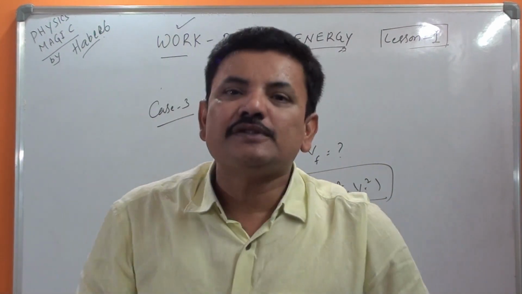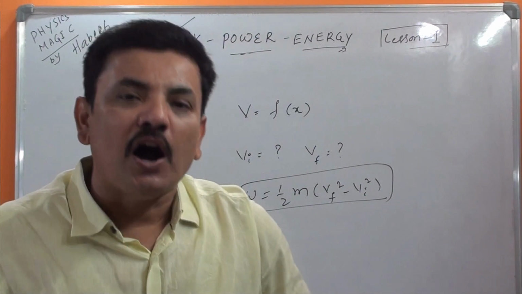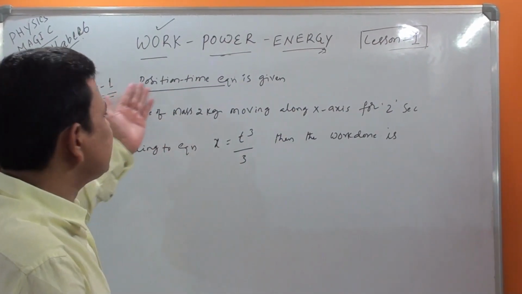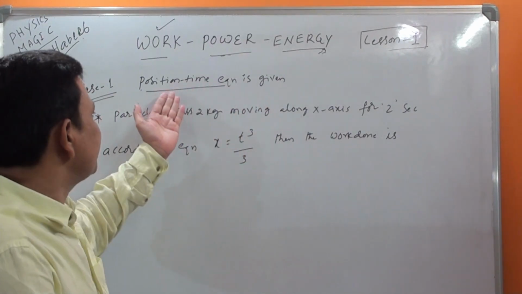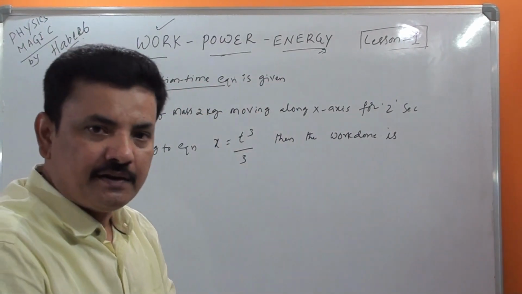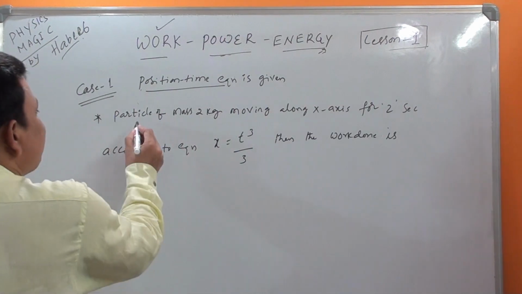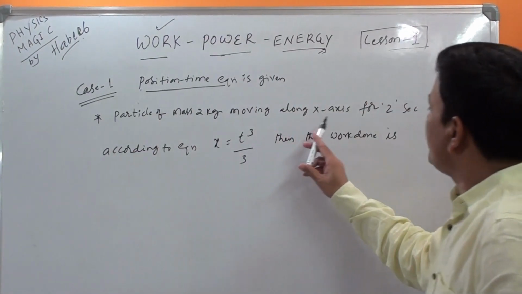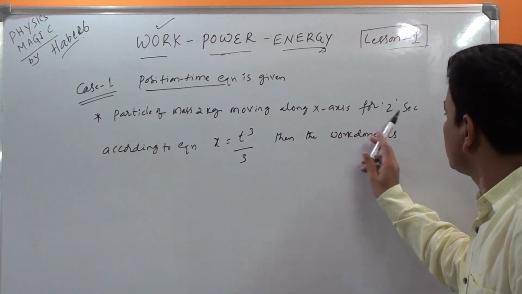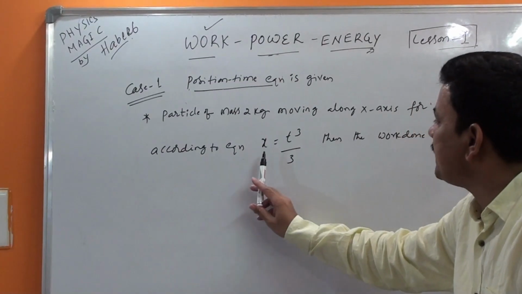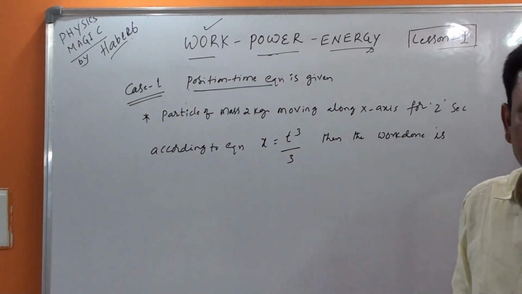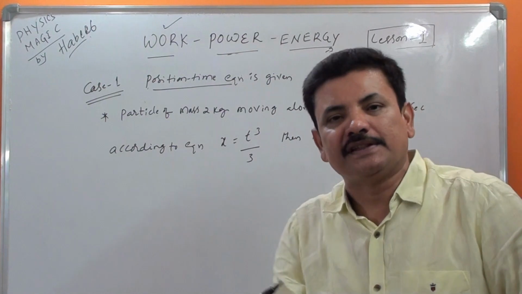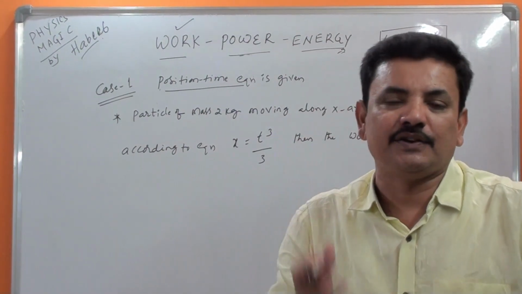Okay, then we will do some problems based on this one, how it will be asked. So to give you more clarity, let us suppose case 1 I am taking here. Position-time equation is given. Then how to do this? A particle of mass 2 kg moving along x-axis for 2 seconds according to equation x is equal to this one. Then 99% of the students, when the equation is given, they will think that okay, these questions we cannot do.